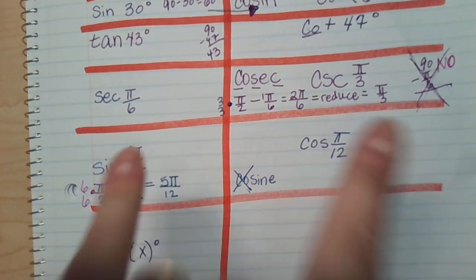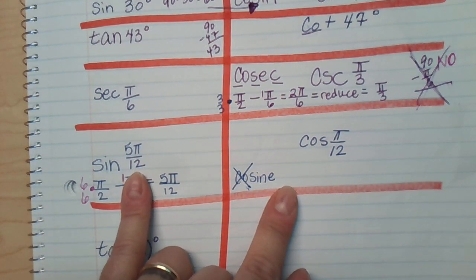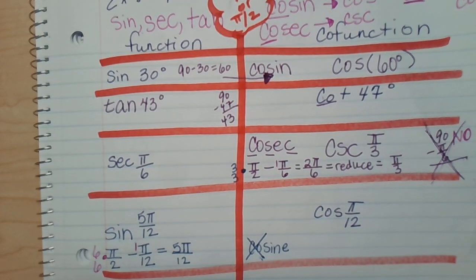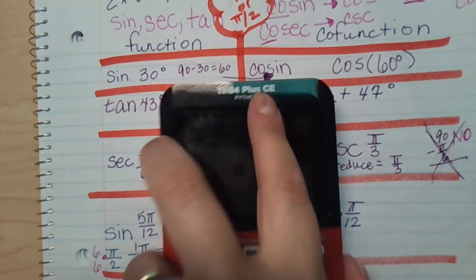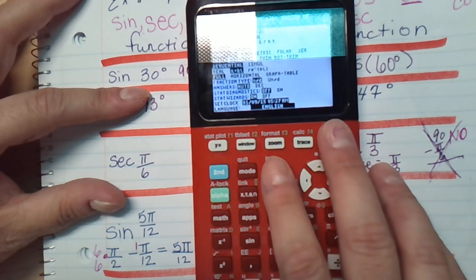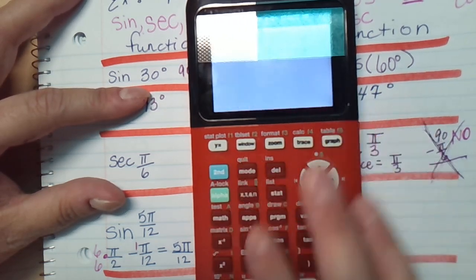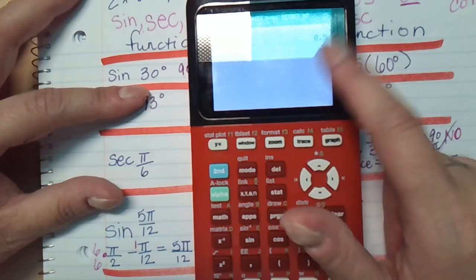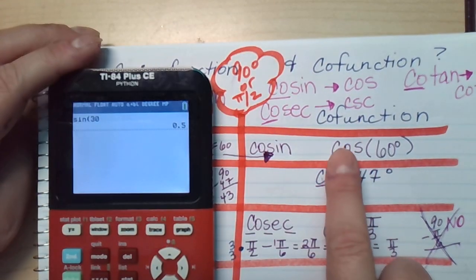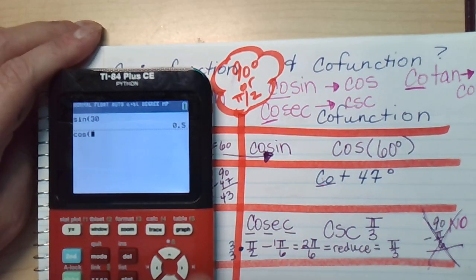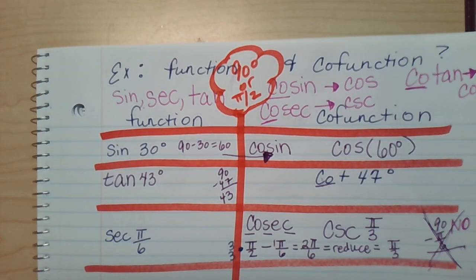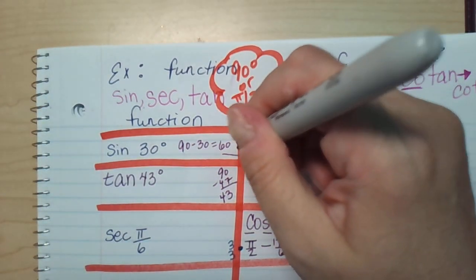So these two are cofunctions. And if you're wondering why we're doing this, cofunctions are equal, so it could save us time in the future. For example, let's see what sine 30 is. First, let me get in degrees. See how sine 30 is 0.5? Let's see what its cofunction is, cosine 60. It's 0.5. That's because cofunctions are equal to each other.